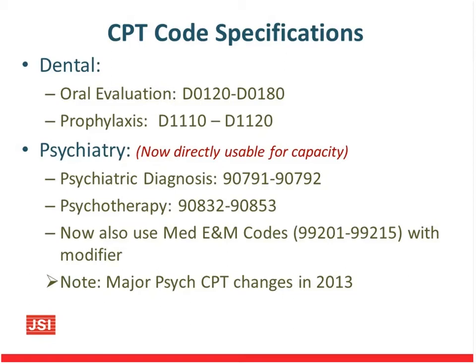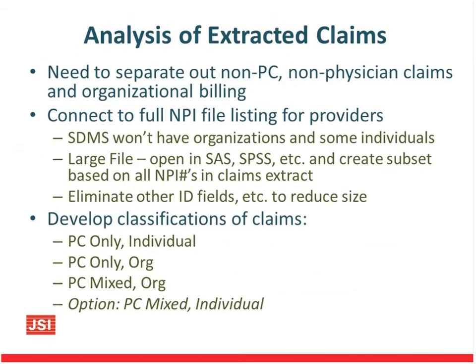All right, so overview of the analysis of the extracted claims. You need to be able to separate out the non-PC, non-physician, and organizational claims. This next piece, connect to the full MPI listing of providers. This is important because if you just try and connect to your SDMS download of your providers, you will get a lot of hits on those providers. But all the organizational claims, you won't have any additional data on. You won't know anything about those organizations, what they do, how they describe themselves, taxonomy codes.